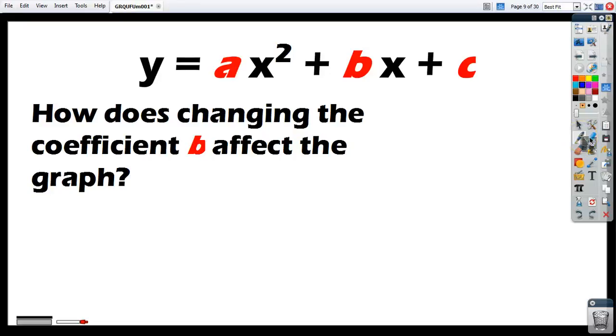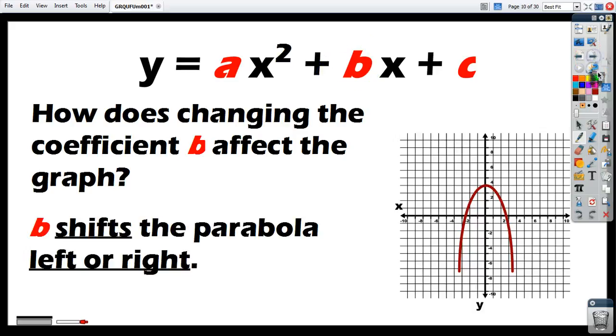Alright, so now that we understand how the coefficient A affects the graph, let's start taking a look at B. How does changing the coefficient B affect the graph? Well, what I'm hoping you came up with from our lab is that B shifts the parabola left to right. What we'll start to see is, if I take this parabola right here, it'll actually move either left or right based on what B is.